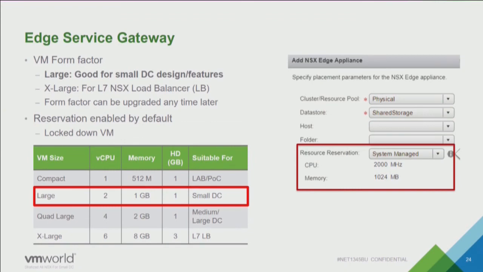Our Edge Services Gateway, that Swiss Army knife of a router, load balancer, firewall, all that kind of good stuff, comes in a few different form factors. We recommend to deploy a large ESG as a default. Okay, the large ESG comes with 2 vCPUs and a gig of RAM. It's only got a 1 gig storage device on it, and all of the reservations here are enabled by default, and the virtual machine is locked down.